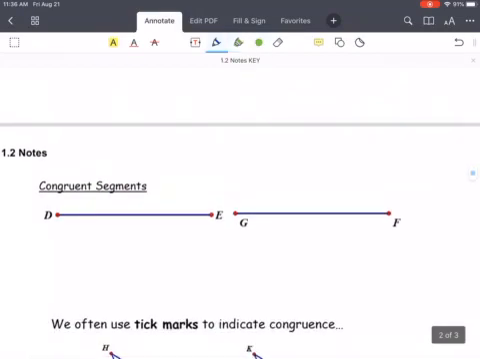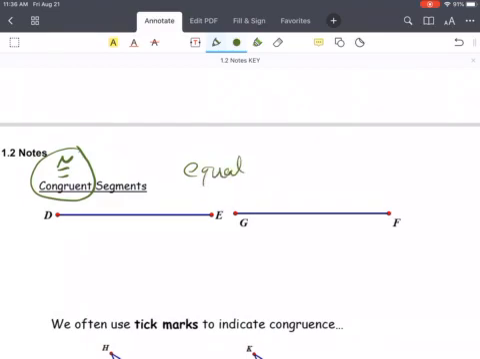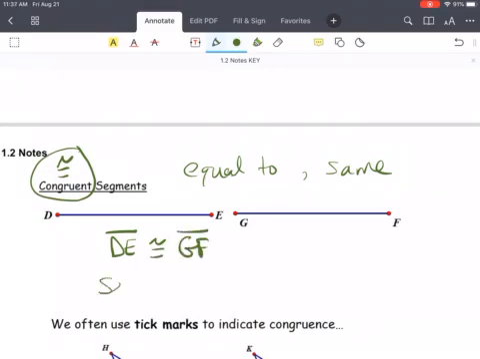Next thing, when we are talking about congruent segments, segments are said to be congruent. We need to use the congruence symbol. So that would tell you that you are congruent. And that means that these segments are equal to each other and they are the same length. So we would say that segment DE is congruent to segment GF if the segments are equal in length.